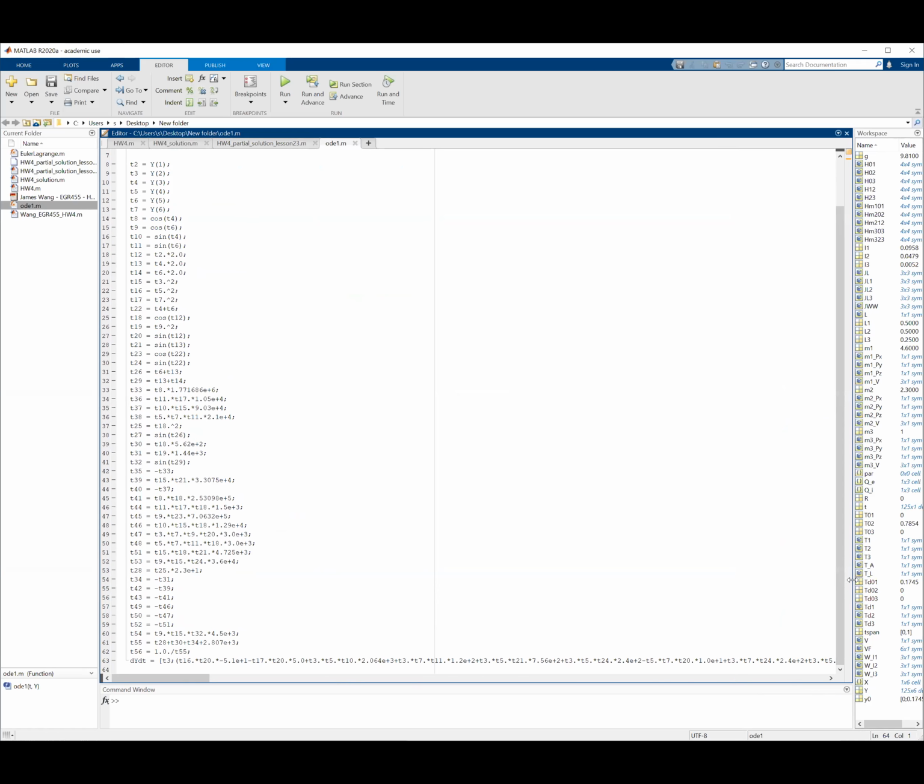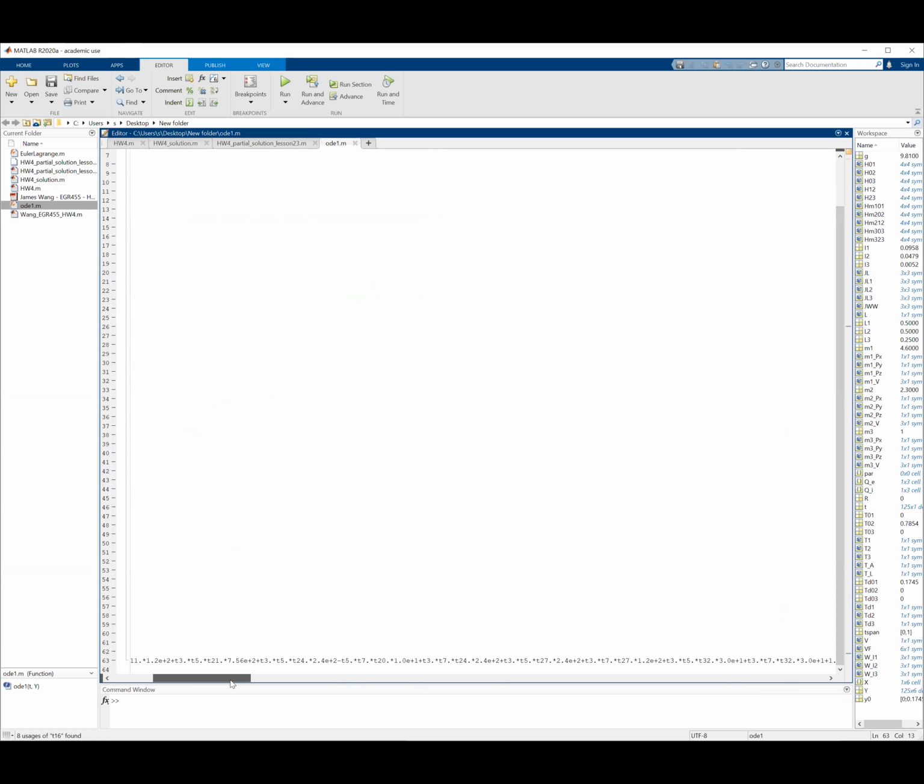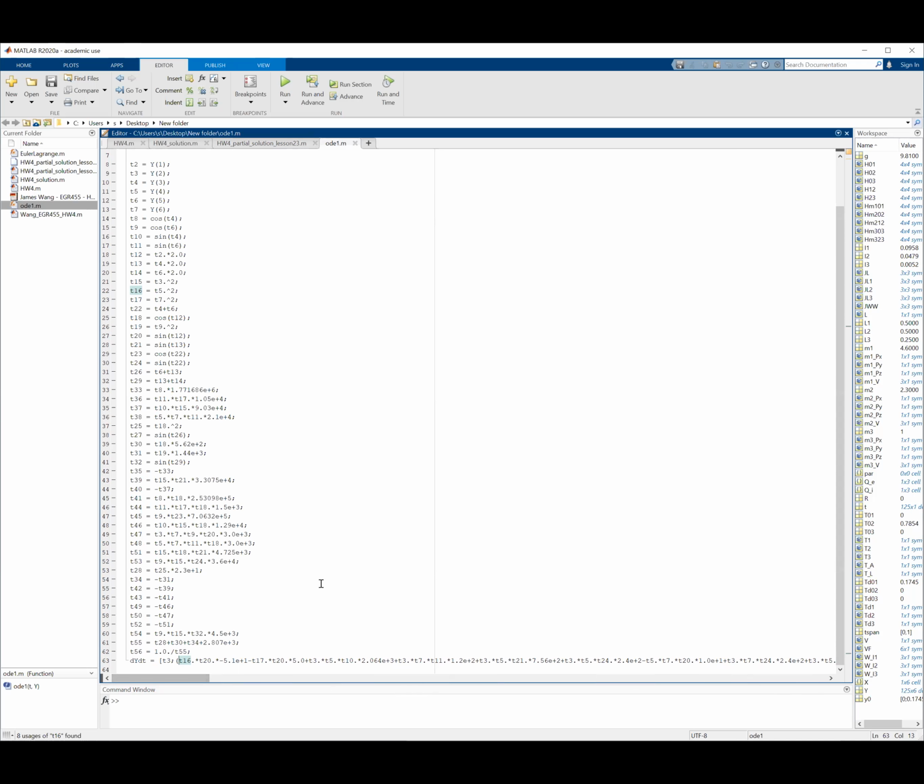Any questions? And again, don't be intimidated by this super long expression. When you start working on this code, it is not that complicated. Any other questions?